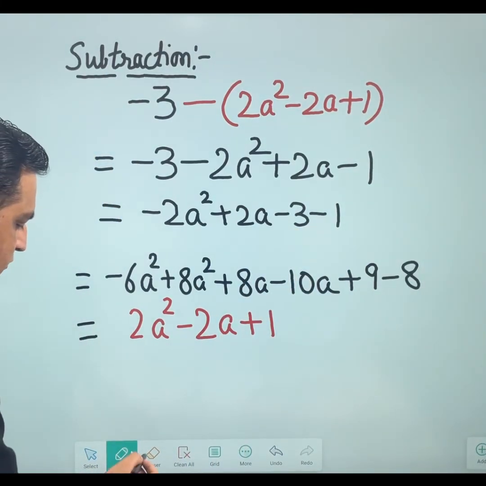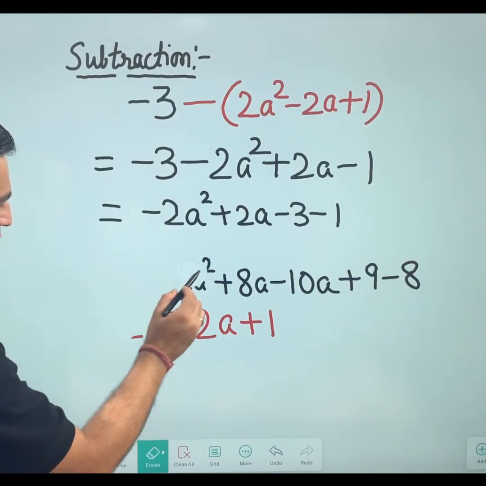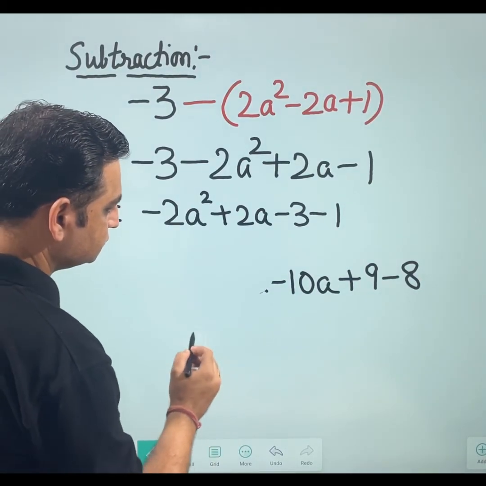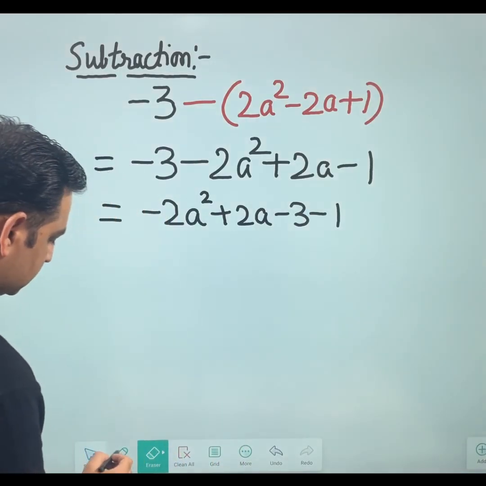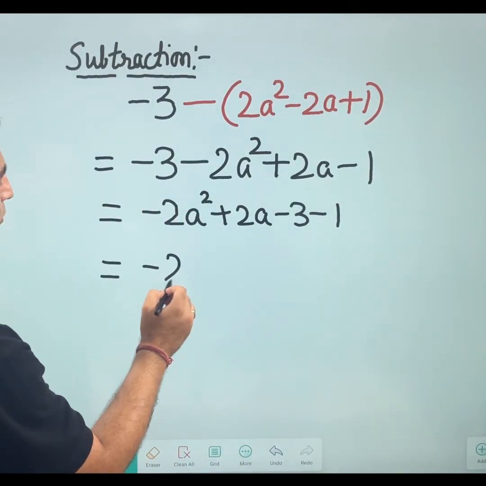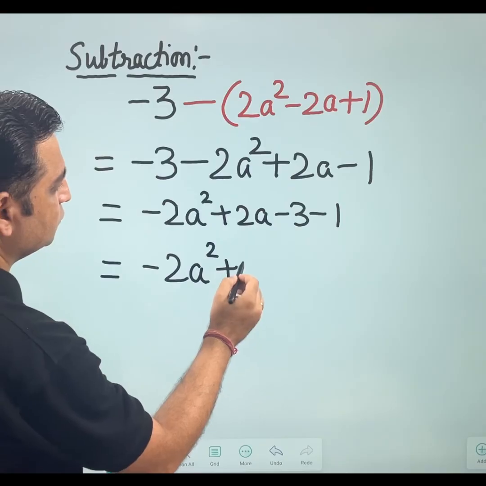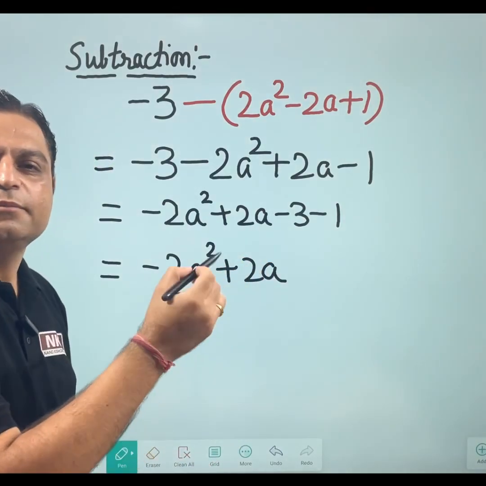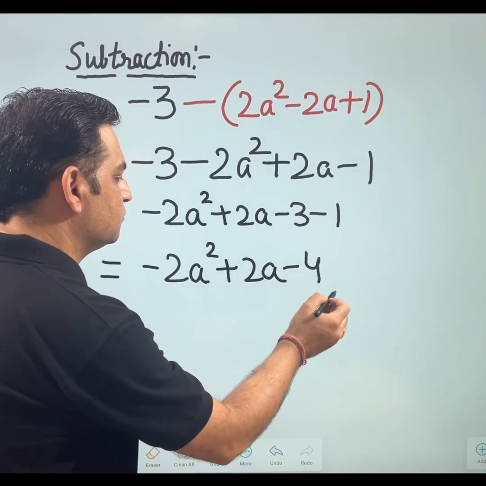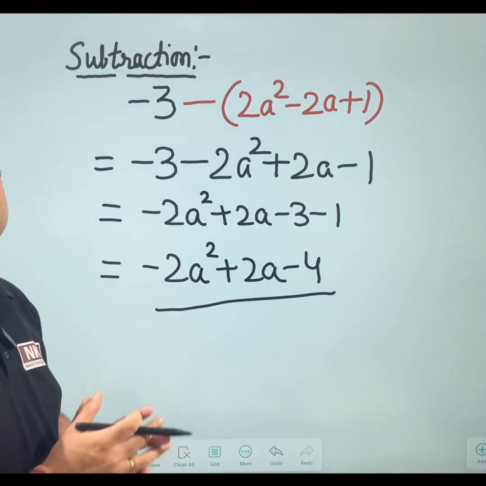Now it's time to write the final answer. Please have a look. We are at the last step now. Minus 2a square plus 2a. Minus 3 and minus 1 makes it minus 4. This is the final answer of the question.